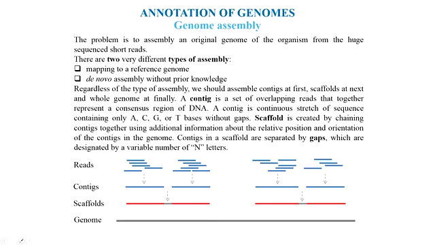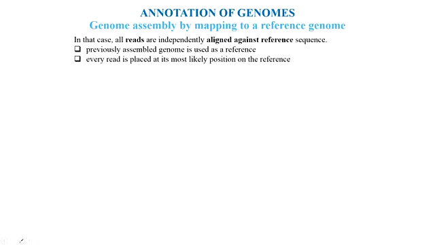A scaffold is created by chaining the contigs together using additional information about the relative position and orientation of the contigs in the genome. Contigs in a scaffold are separated by gaps, which are designated by a variable number of N letters. In the case of assembly by mapping to a reference genome, all reads are independently aligned against the reference sequence.